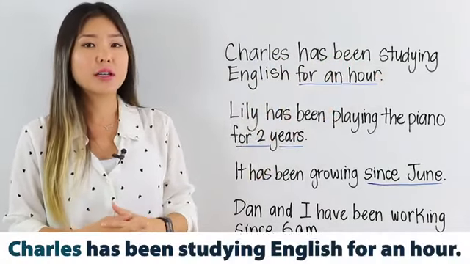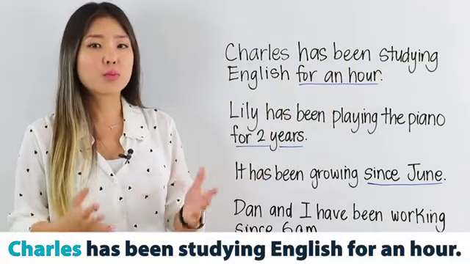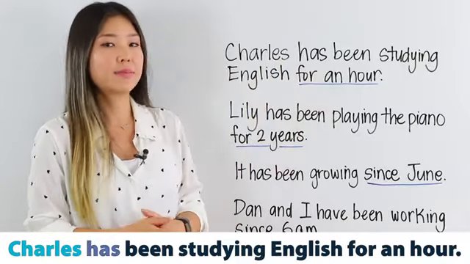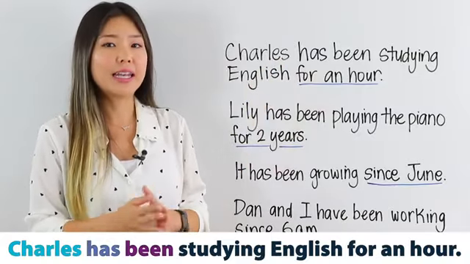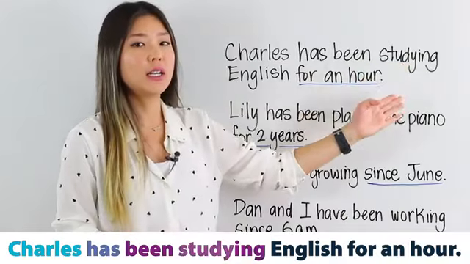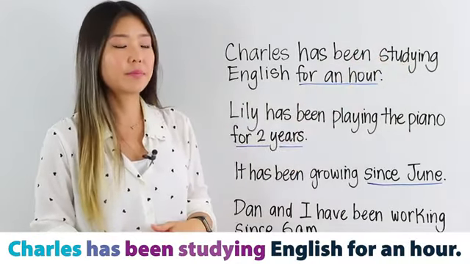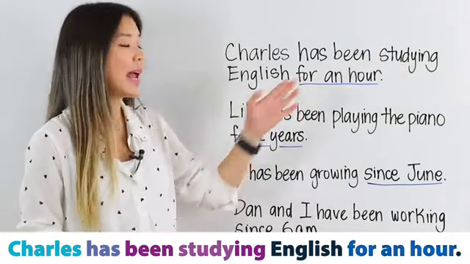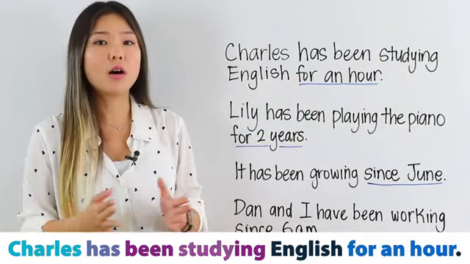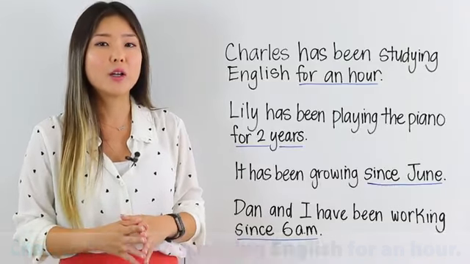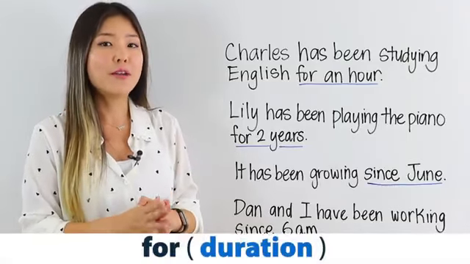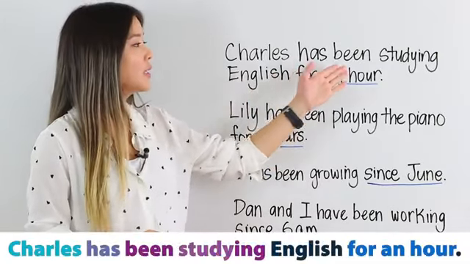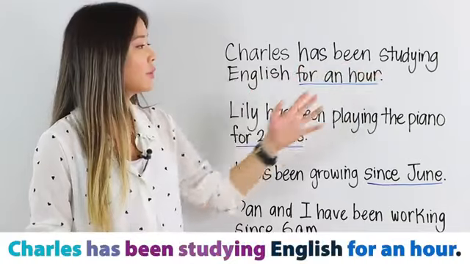Take a look at the subject, Charles. The subject pronoun for Charles is he. And that's why we say has. After that, we add been and then verb ing. In this case, studying. You'll also notice that at the end of the sentence, we have for an hour. That shows how long this action has been happening. When you use for, you emphasize the duration, for an hour. Charles has been studying English for an hour.